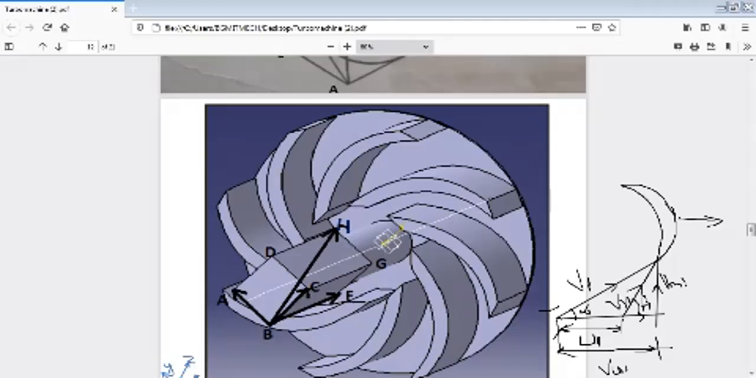Next, see, now VR1 is entering and will flow over this, and it will exit here. VR2 is exiting here, and V1 will be in this direction, and the blade is moving to the right, in the direction of V1. So I assume it's a general velocity triangle. I assume this V2 will also be towards the right side.